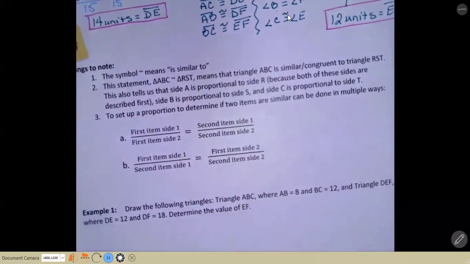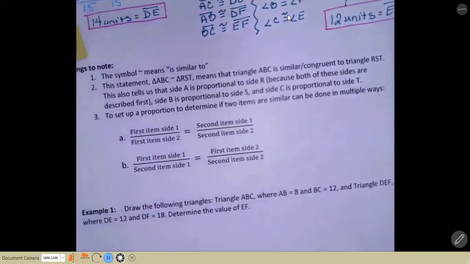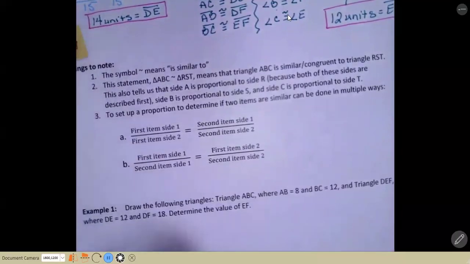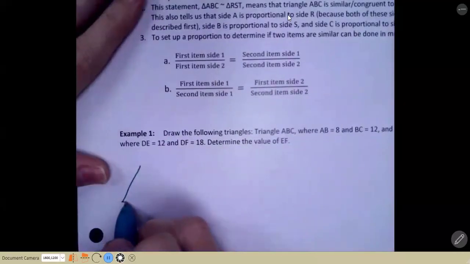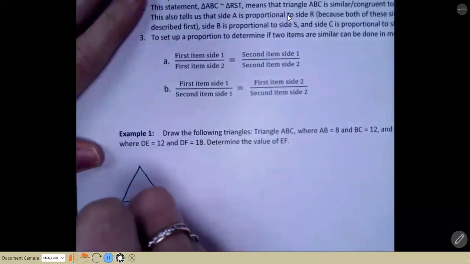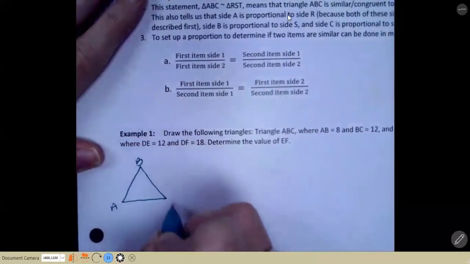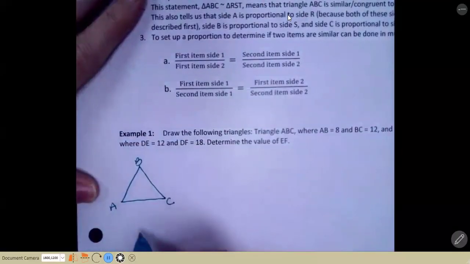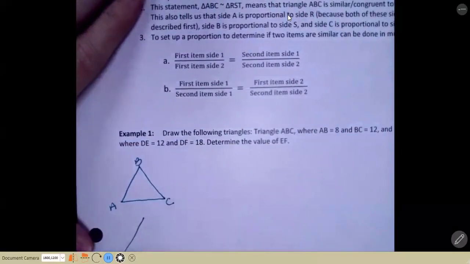So we're going to draw 2 triangles. Now the numbers are a little bit off. So, oh, yep, thank you. I'm going to make 2 triangles. A, B, C. And then I'm going to make another one that's a little bit bigger. And that's going to be D, E, F. Okay.